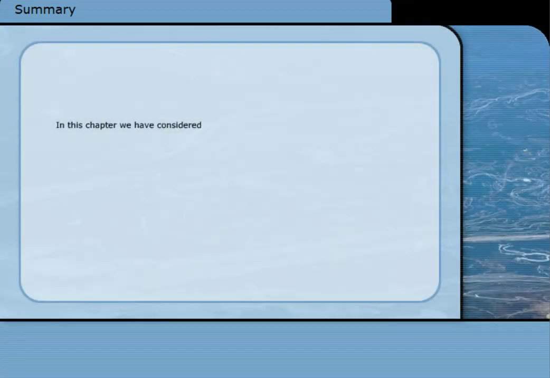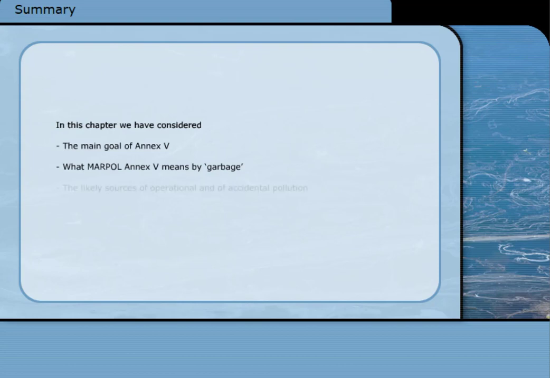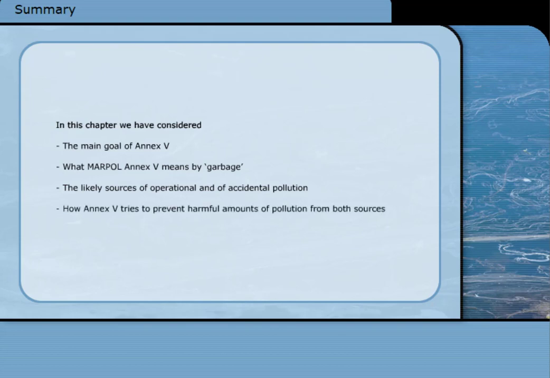We have now reached the end of this chapter on MARPOL Annex 5. We have considered the main goal of Annex 5, what MARPOL Annex 5 means by garbage, the likely sources of operational and of accidental pollution, and how Annex 5 tries to prevent harmful amounts of pollution from both sources.